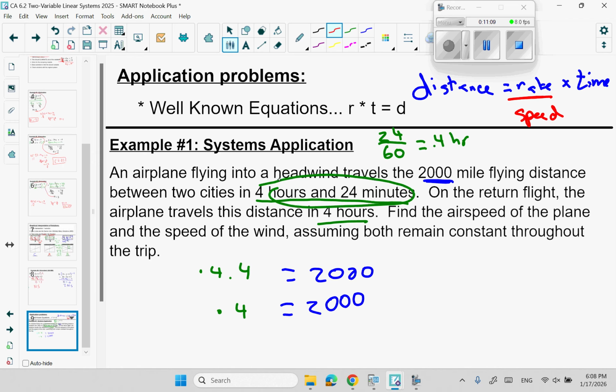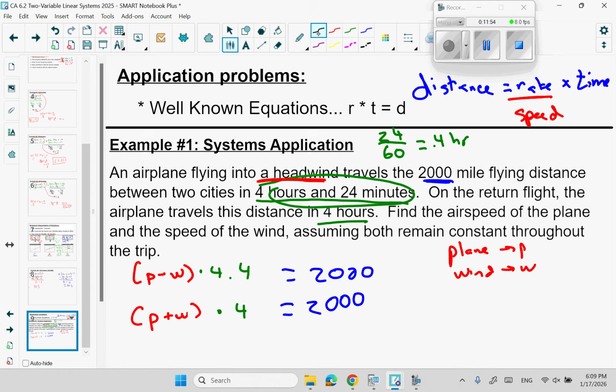Now I'm flying into the headwind. So there's wind going on, and wind has its own speed. I'm going to have plane be P and wind speed be W. Well, if the airplane is flying into the wind, the wind is causing friction pushing back on the plane, effectively slowing it down. So what's actually happening is we get the plane speed minus the wind speed times that 4.4 hours. And on the way back, that wind is pushing the plane, propelling it forward. So the plane speed is actually being added to the wind speed.